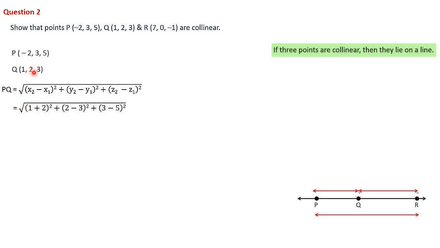y2 minus y1, that means 2 minus 3 the whole square. z2 minus z1, that means 3 minus 5 the whole square. So 1 plus 2 is 3, that is 3 square. Then 2 minus 3 is minus 1, minus 1 the whole square, plus 3 minus 5 is minus 2, so minus 2 the whole square. Then 3 square is 9, minus 1 square is 1, minus 2 square is 4. So 9 plus 1 is 10, 10 plus 4 is 14, root 14.